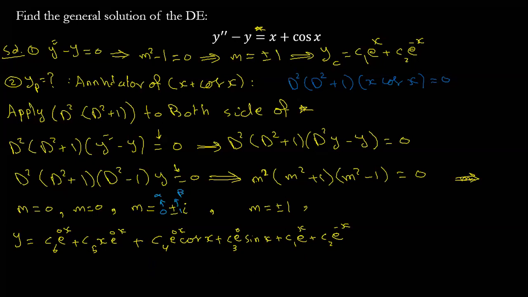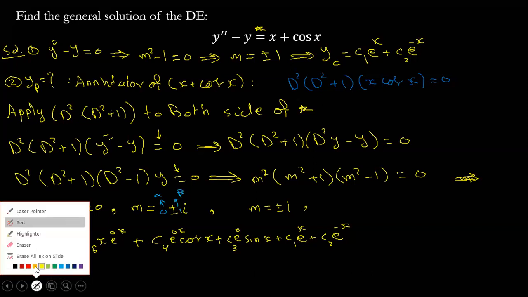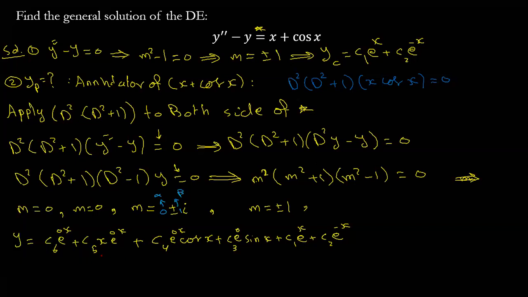Now, after solving the new homogeneous equation, I'm going to compare the solution with the solution of the complementary to get the form of YP. Now, I'm going to use the red to compare, please, between this y and the complementary. I noticed that this is similar to this, so I'm going to cancel it out from the particular solution. Also, this is similar to this, so I'm going to cancel it out from the particular solution.